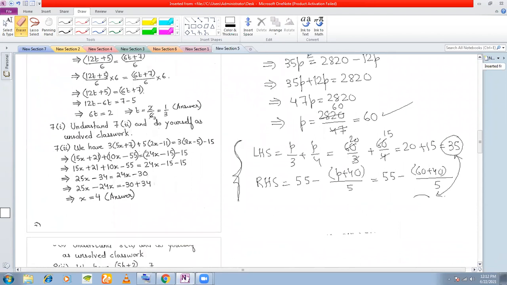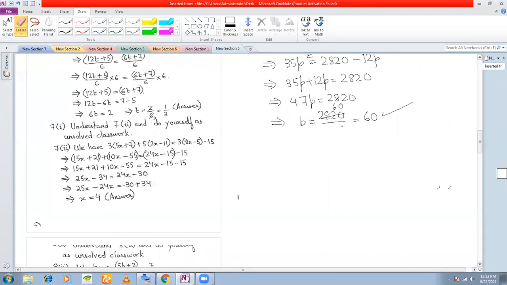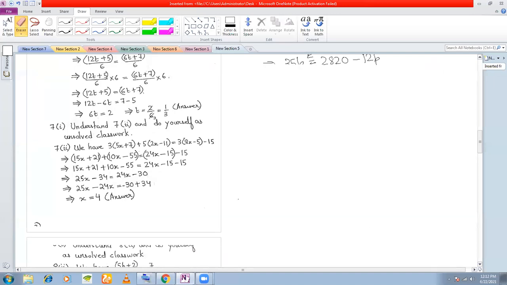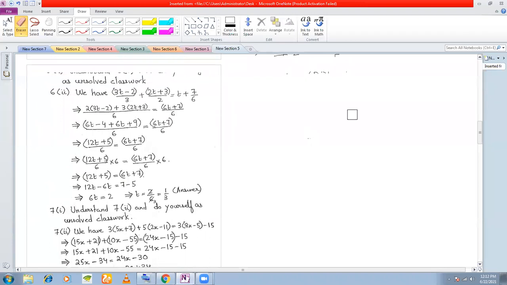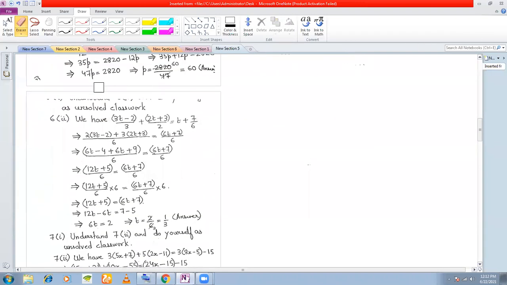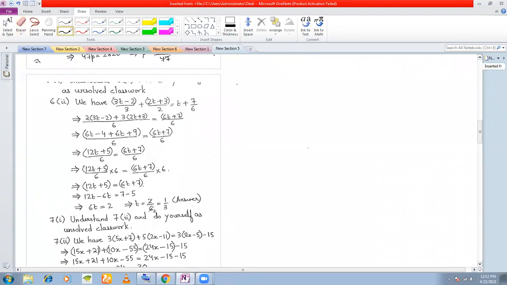Moving on to just last problem for the day. We'll continue this tomorrow. Six two. The question here is 3t minus 2 divided by 3 plus 2t plus 3 divided by 2 is equal to t plus 7 by 6.